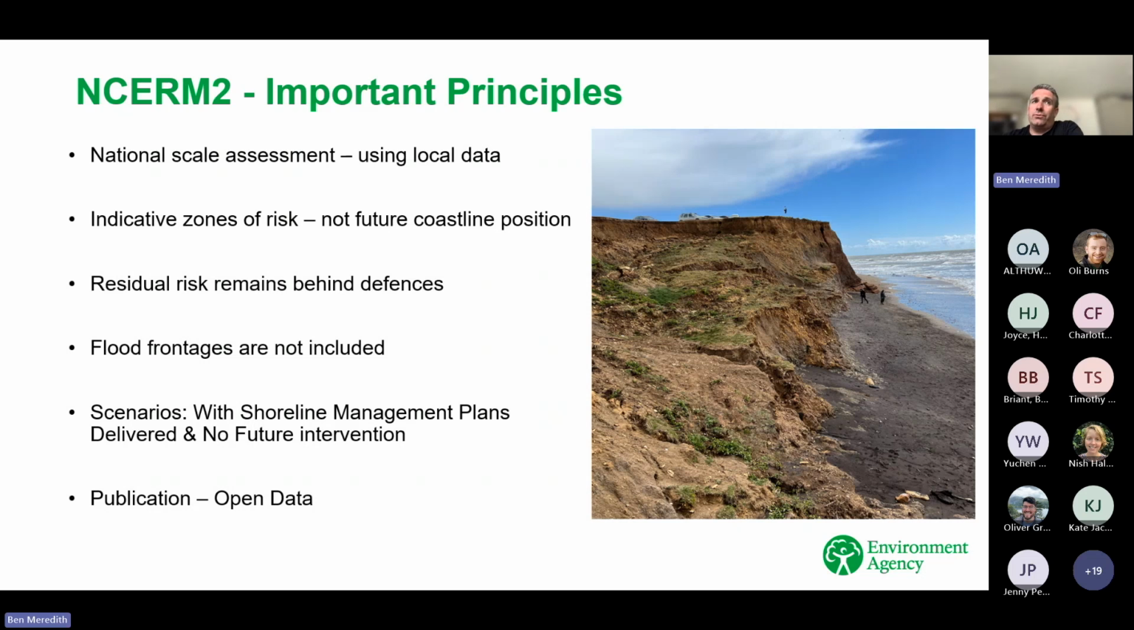NSERM shows erosion risk to areas of generally higher ground. So where part of the coast is predominantly flood risk, we don't show any erosion projection for those locations. The core management scenarios that we look at are with shoreline management plans delivered and no future intervention. And I'll go on to these in the following slides. The NSERM dataset has always been and continues to be available as open data for people to access freely.